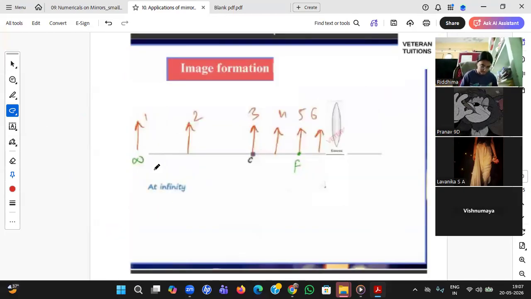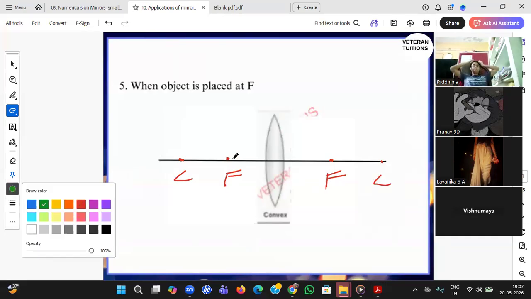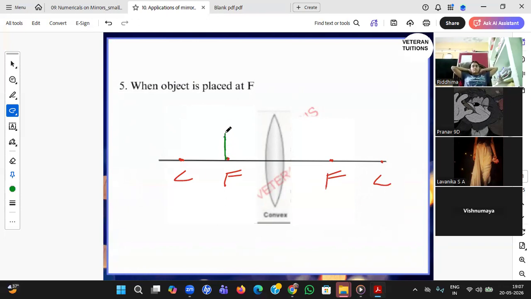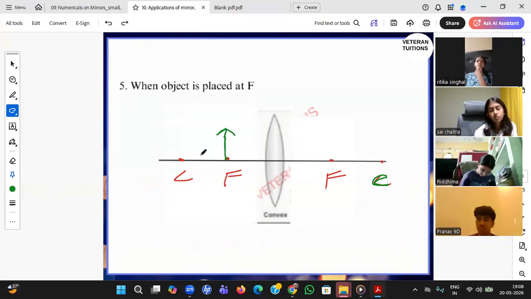Okay, yes, Rishit. Next, my object is at focus, beta. This is a convex lens. This is the center of curvature, this is the focus, this is also the focus, and this is my other center of curvature. I am keeping my object at focus. Rishit, before doing it, can you predict where the image will form? I think at F, sir. At F means the first case, when my object is at infinity. Between C and F is the second case: my object is just beyond C, then your image will be between F and C.